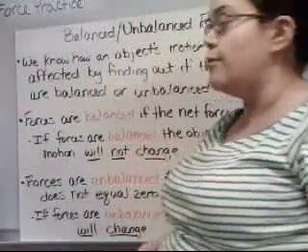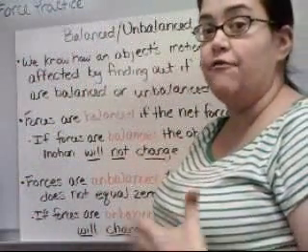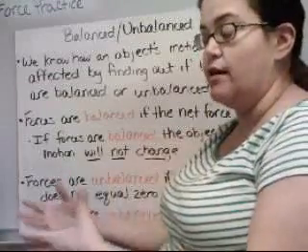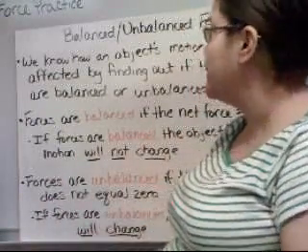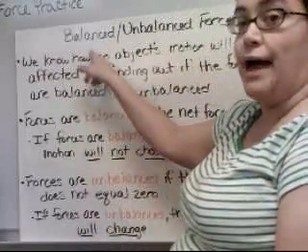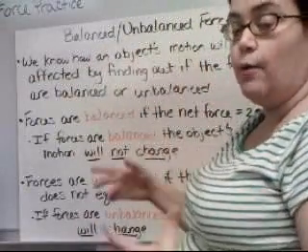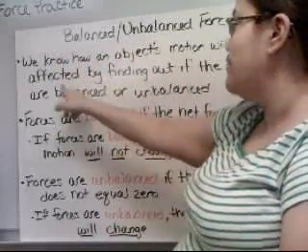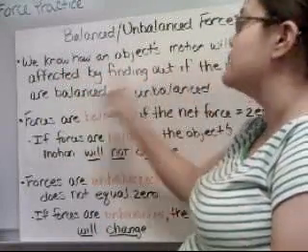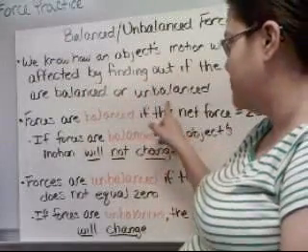Okay, so how do we know how the force is going to affect our object? We have an object that's moving. How do we know if it's going to change what it's going to do? Okay, well, we look to see if the forces are balanced or unbalanced. And we'll talk about how you decide that. So we know how an object's motion will be affected by finding out if the forces are balanced or unbalanced.